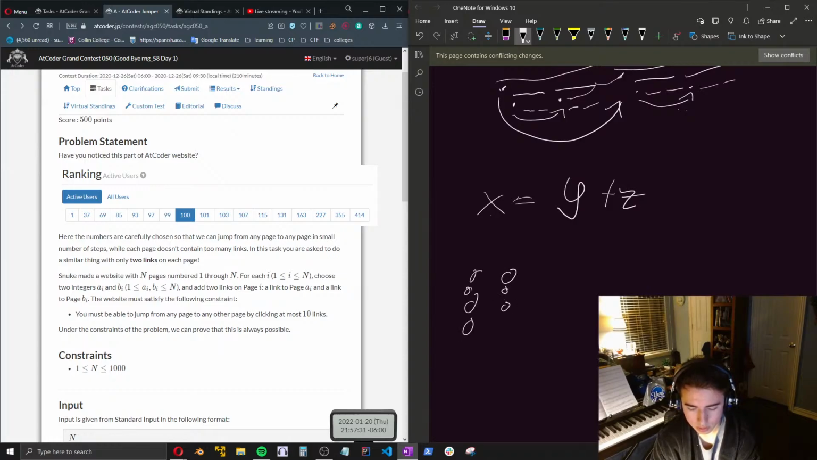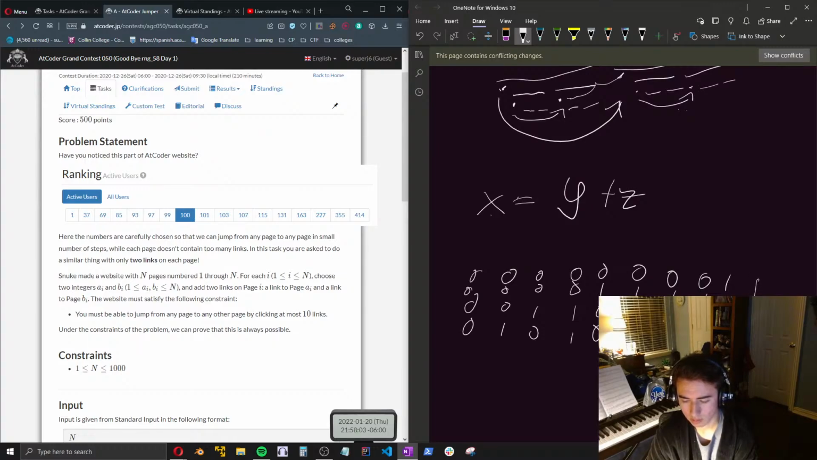0, 0, 0, 0, 0, 1, 0, 0, 0, 0, 0, 1, 0, 0, 1, 0, 0. Why? Alright, 0, 0, 1, 1. Easy, easy. 0, 0, 1, 0, 1, 0. Alright, I'm just writing out the bit representation.